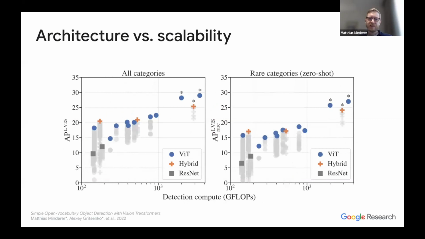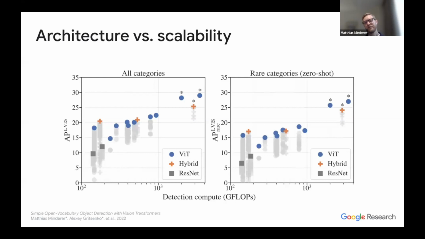Another interesting finding that we had in the scaling study is how the different architectures compare to each other with respect to scaling. And Neil already mentioned how this behaves for vision transformers on the image level, where we can see that pure transformers have a better scaling progression than hybrid networks or pure ResNets.